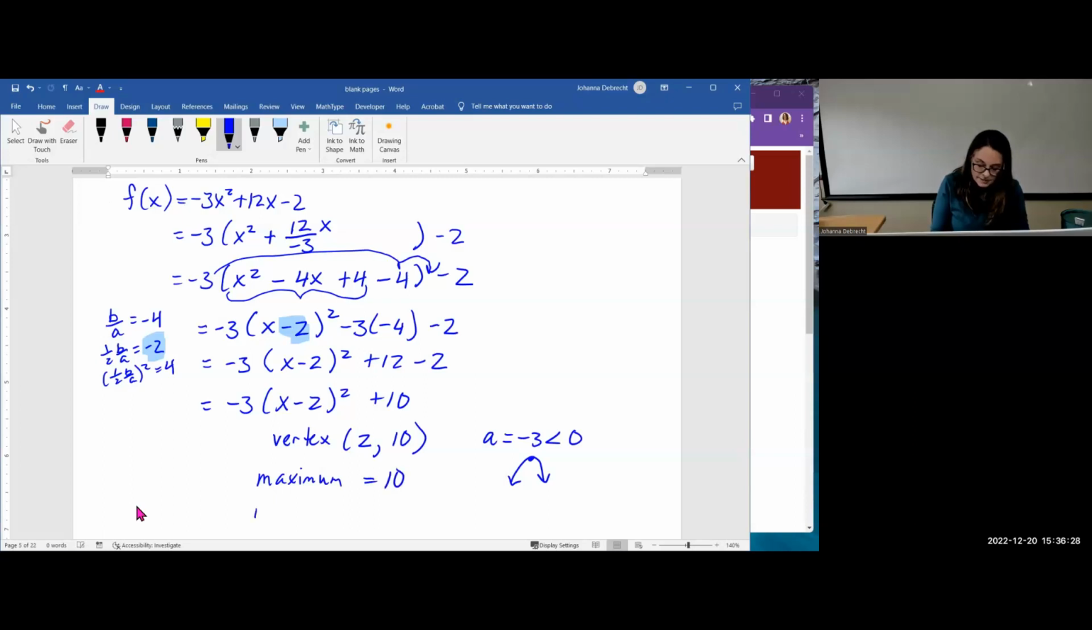And then our line of symmetry is going to go through the x-coordinate of the vertex. And so our line of symmetry has to be x equals 2. Okay, let's take a look at the next problem.